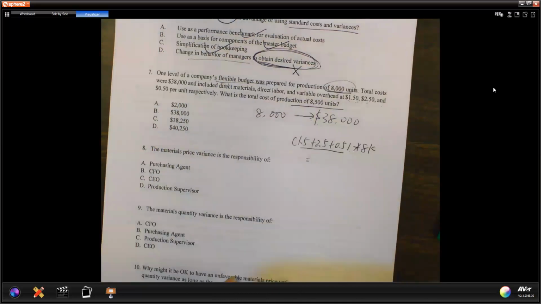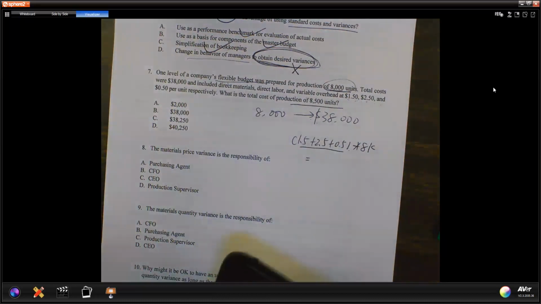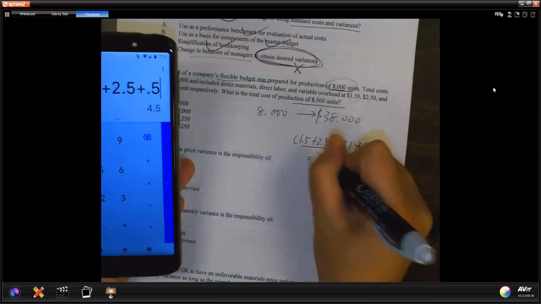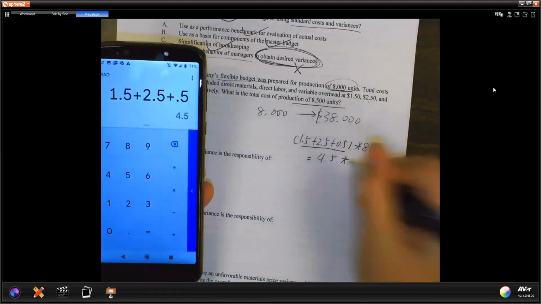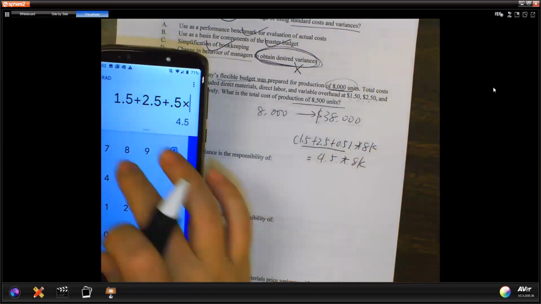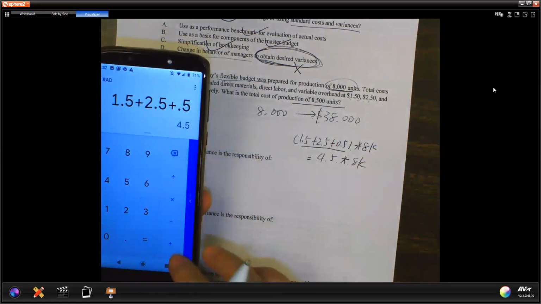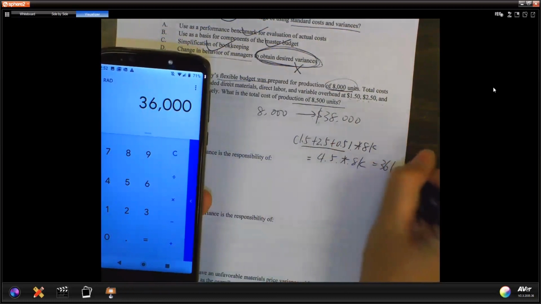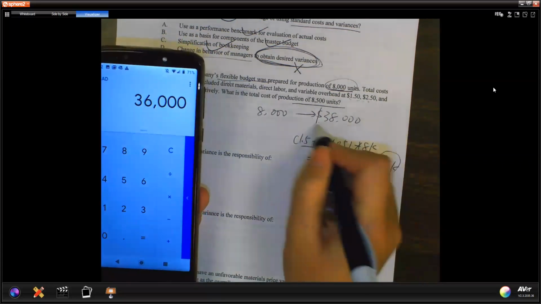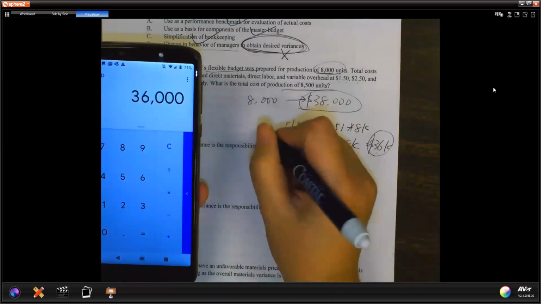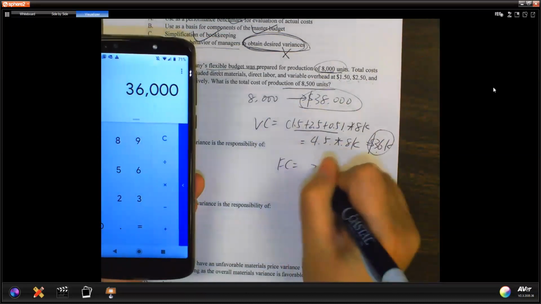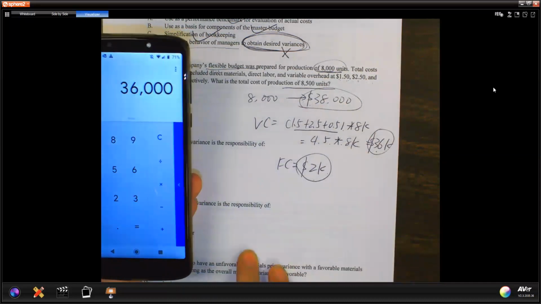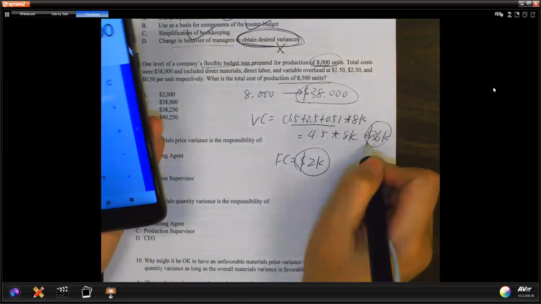So this one, sorry, I should have the number. This one is 1.5, 2.5, 0.5, 4.5, right? 4.5. And then we times 4.5 times 8,000 units. So that gives you 36,000 variable cost. Your total cost is 38,000. So this is your variable cost. Your fixed cost will be 2,000. Am I right? Your fixed cost will be 2,000. Total is 38,000, variable 36,000, fixed will be this.